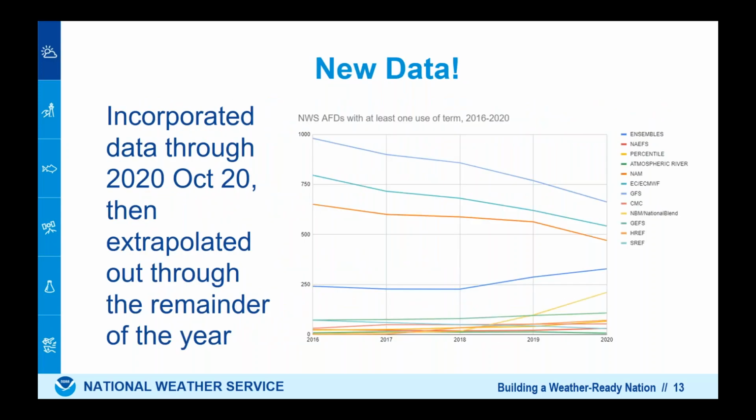Some new data. Last week, I went through and reran the data, so through October 20th, and I did some extrapolation to go to the end of the year to try and make this data set at least comparable for each year. And it's good. We see the trends that I think we're hoping to see, that the deterministic models are decreasing. The ensemble data there in dark blue is on the increase. So that's good. Let's keep that up.